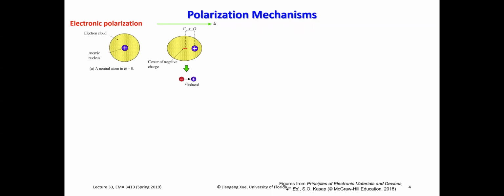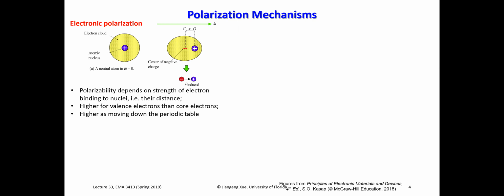So obviously, the electronic polarization occurs in every type of material because we have atoms everywhere. And the polarizability does depend on the strength of electron binding to the nuclei. The polarizability will be higher for valence electrons than for the core electrons. And as you move down the periodic table in the same group, atoms become bigger. So you should expect to see larger polarizability.